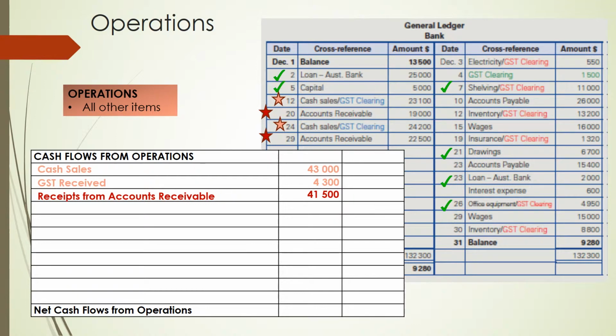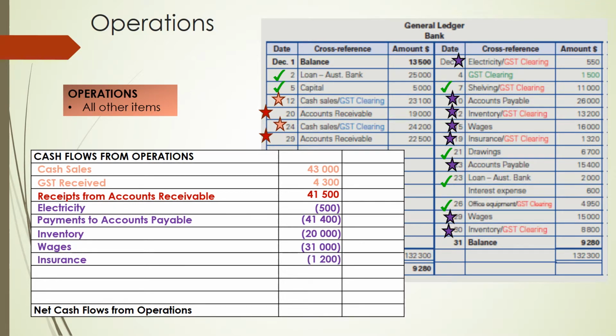Now that we're done with the cash receipts, let's look at the cash payments side. Here we have electricity expense of $500 excluding GST. We also have payments to accounts payable totaling to $41,400. We also have cash purchases of inventory totaling to $20,000. Again, this is the amount without GST. Next, we have wages on 2 separate occasions, and this totals to $31,000.